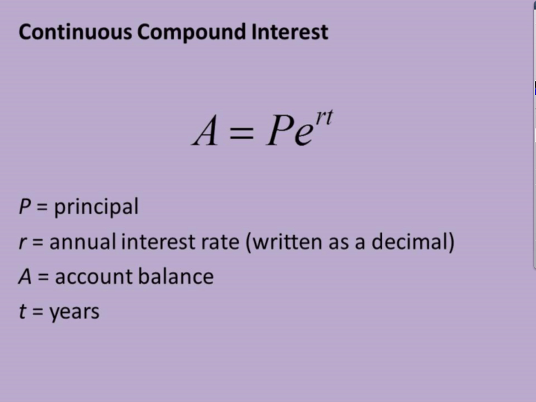Now, if they do continuous compound interest, that means it is always earning interest, not just semi-annually or monthly or anything like that, or even yearly. This means it's doing it continuously. Our formula is A is equal to P times e raised to the rt power. E is your irrational number that we discussed earlier in section 3.1 part A. R is your annual interest rate. Again, make sure you write that as a decimal. P is still our principal, and t is the number of years.